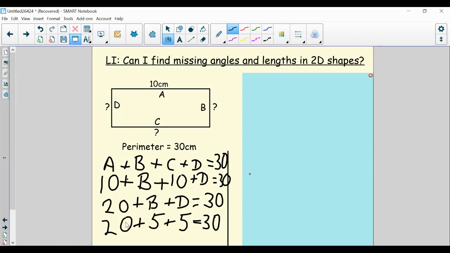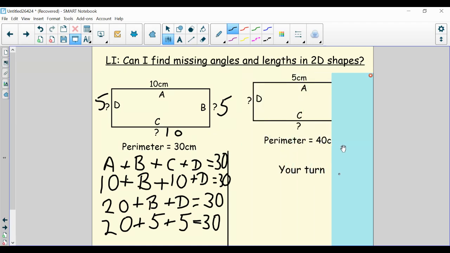Okay, so we know that B is 5, D is 5, and we know that C is the same as A. So 10, so that's 5 centimeters, 5 centimeters, and 10 centimeters. Okay, now it's your turn to try. Have a look at this example. Pause the video and try and follow what I did here with your example. Good luck. Pause the video. Off you go.